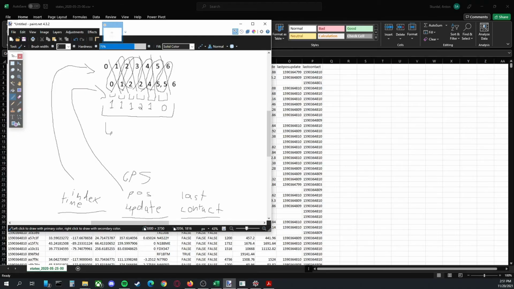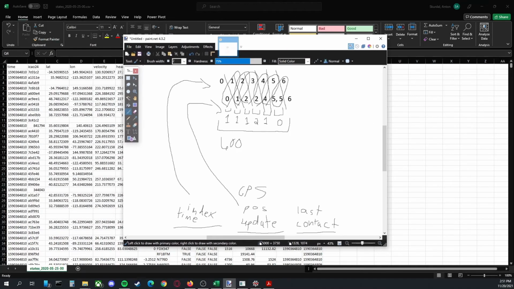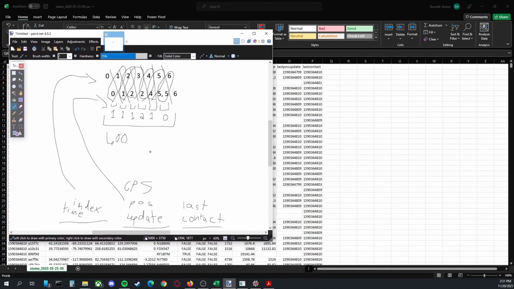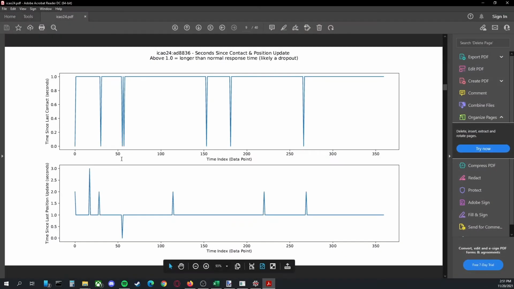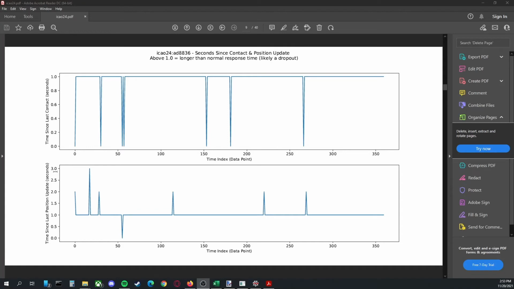So if we have 600 data points and we want to go through each of those time indexes, which would just be the row number on Excel, we can look at the time since last contact over a period of time, which is what I've done in this chart. The longer the delay, the higher the amplitude of this spike is, the more time has elapsed since the last position update. So the higher the spike is, the longer the dropout is.